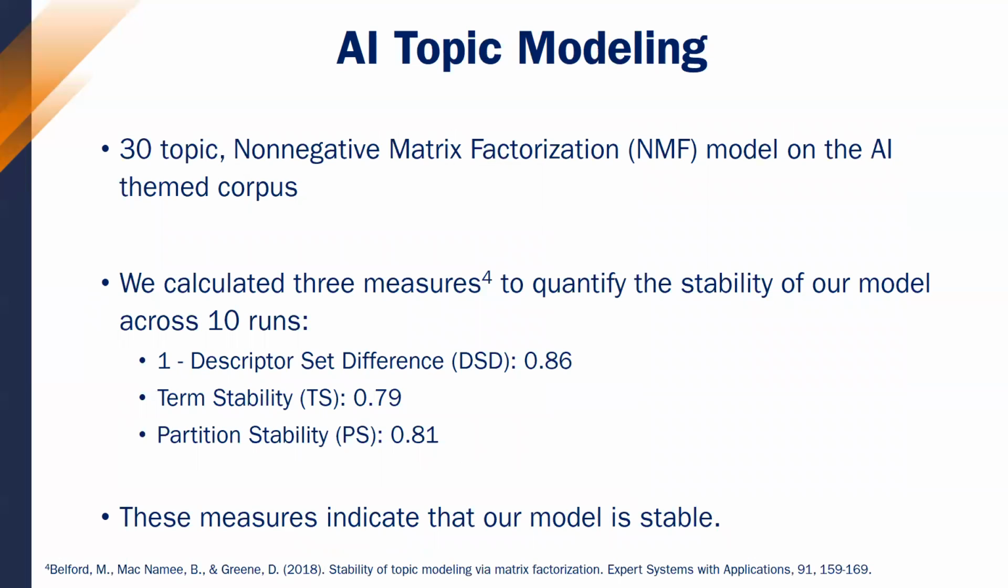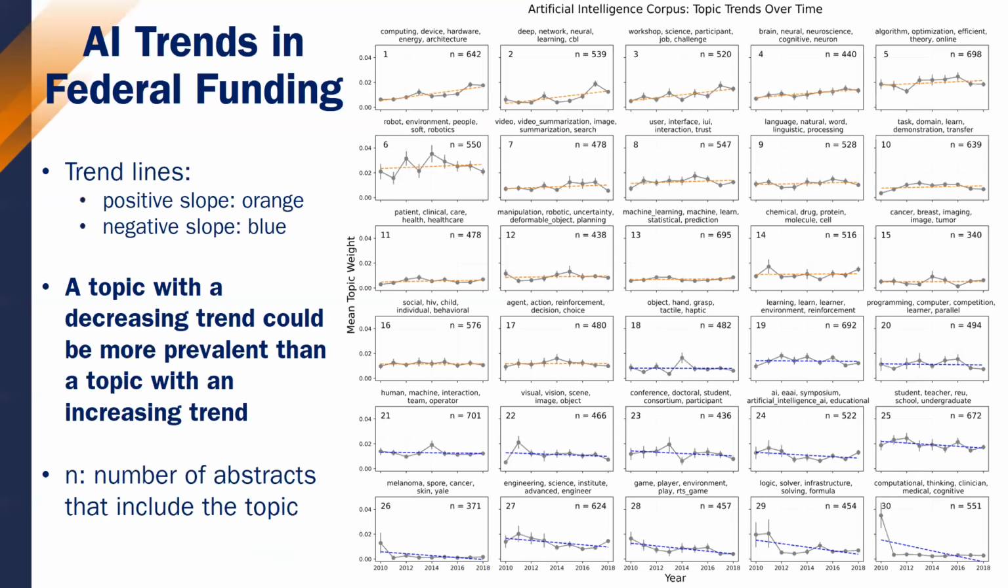So with that themed corpus, now we run a 30-topic NMF model on it. Topic models can give different results on each run. They are stochastic in nature. So in order to account for that, we wanted to measure the stability of our model. We used 3 different measures, which I won't go into because of time constraints. But what we did find from these measures was that our model is stable.